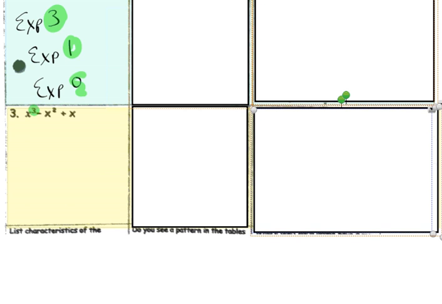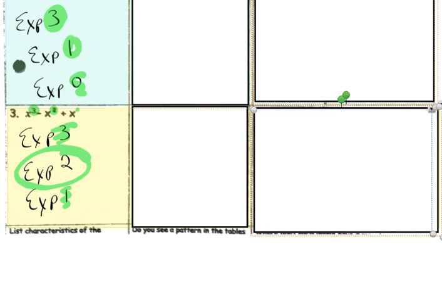So let's look at this third one. I have an exponent of 3 and an exponent of 2 and an exponent of 1. Again, I have some odd and I have an even. So this one is definitely, just by looking at the exponents, neither odd nor even exponents only. So this is definitely under the neither category.